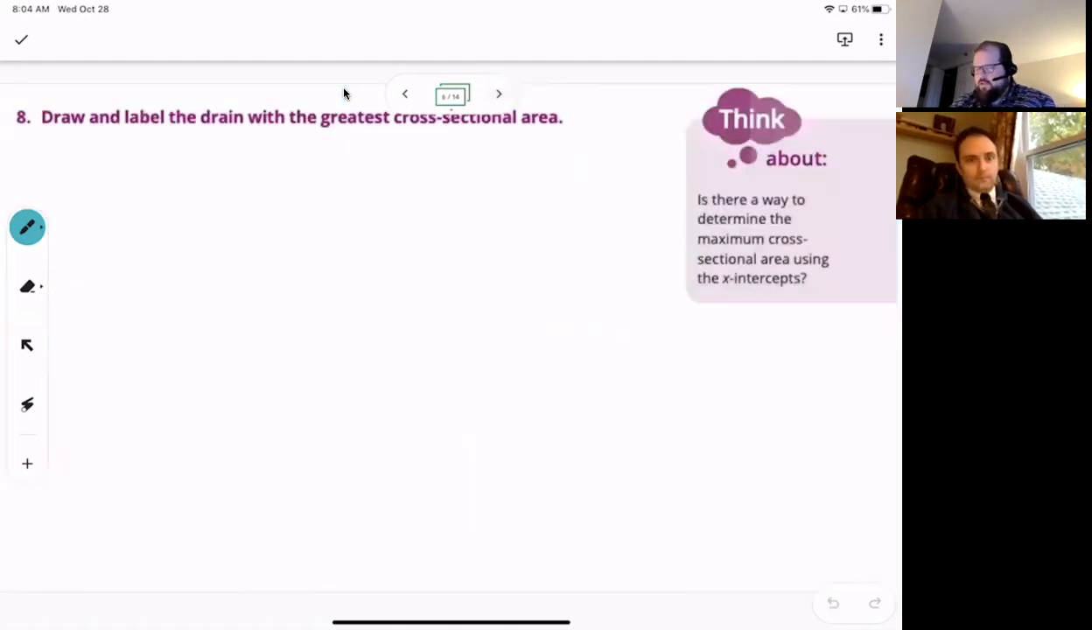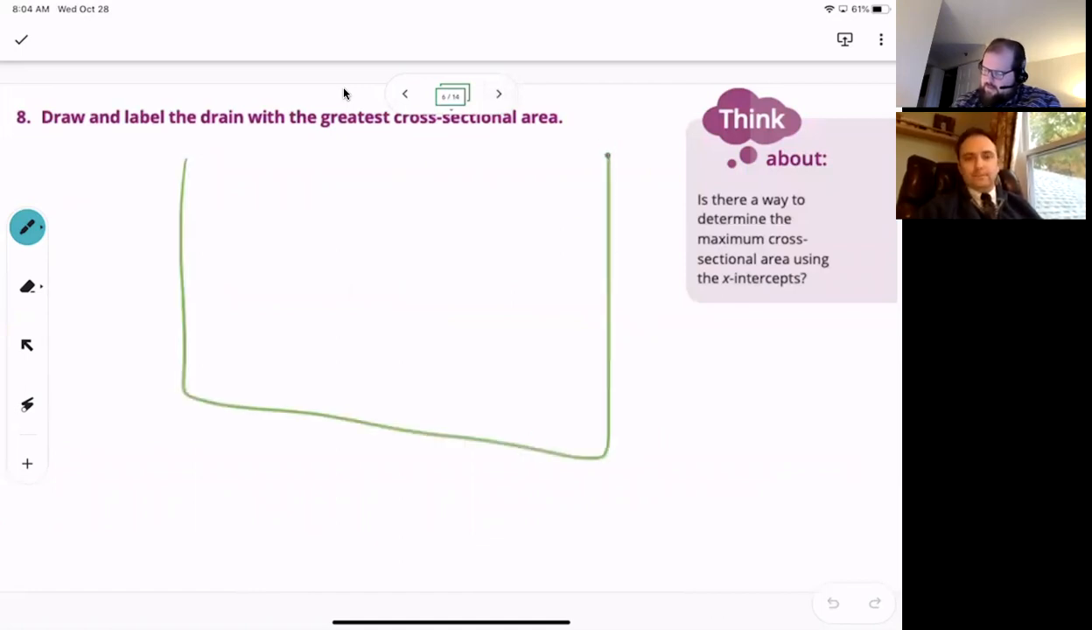Now I have to draw and label a drain with the greatest cross-sectional area. I drew a drain. All right, I'm going to say this is 4.25. Nope, I lied. Wasn't that 2.125? Yeah. This is 2.125, and then this side's also 2.125 because they have to be the same. And then we don't have 4.5 on the bottom, we have 4.25 on the bottom.